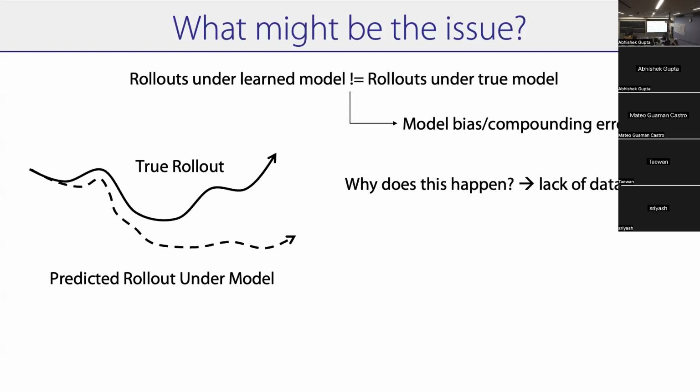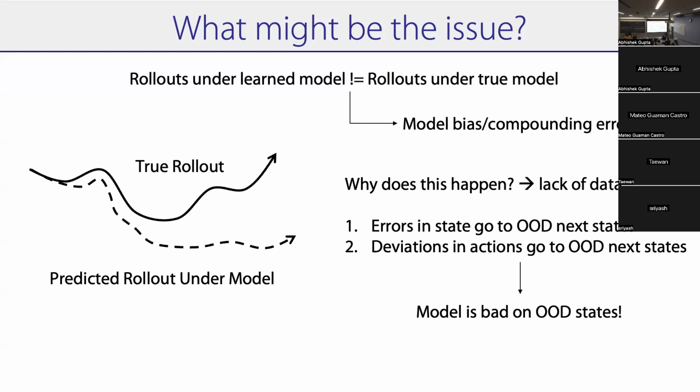This happens because of lack of data. The errors will go down the more data you have and the bigger model you have, since you'll cover that space. But basically, if you make little errors in state, you'll go to some out-of-distribution states, and the OOD states unseen by the model will generate garbage.